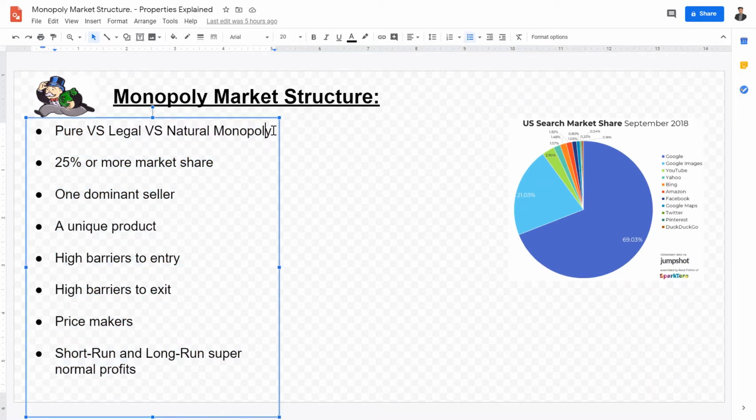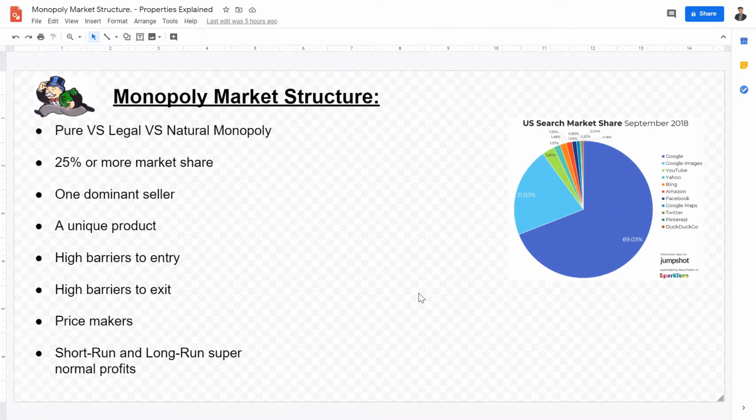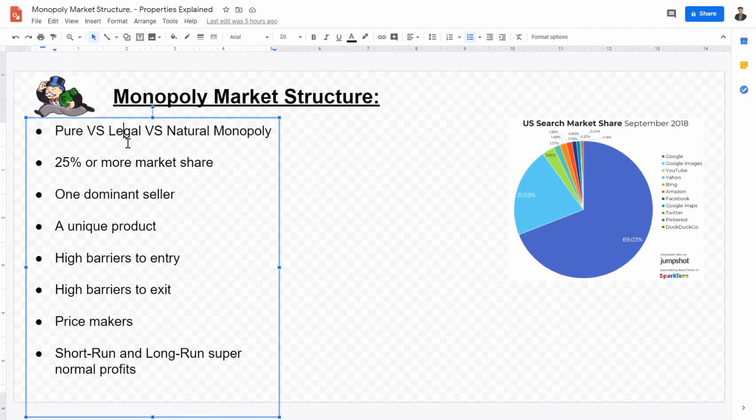Okay. So the first one is pure versus legal versus natural monopoly. What's the difference? There are different types of monopolies. A pure monopoly basically means that 100% of the market share is held by just one firm. A legal monopoly, on the other hand, is a little bit different. A legal monopoly refers to when it is legally required that only one firm or a few firms exist. Now, what are some examples of legal monopolies?